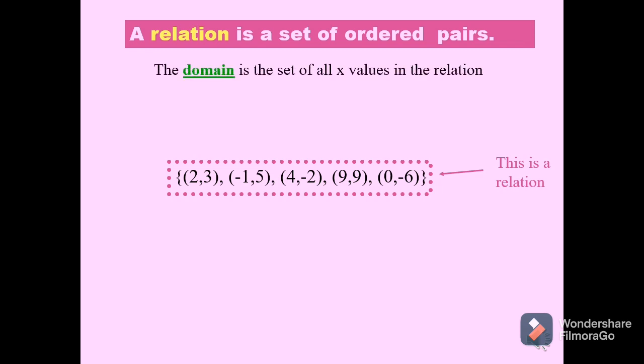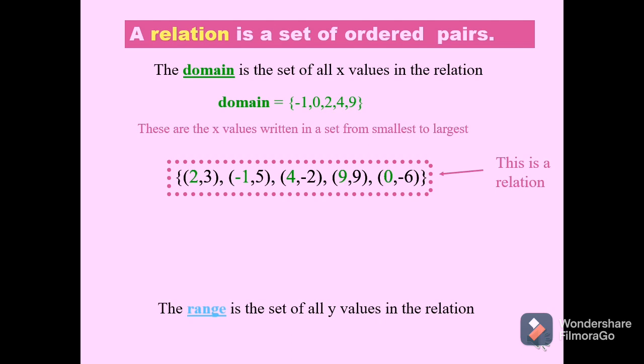The domain is the set of all x values in the relation. The domain is equal to the set of negative 1, 0, 2, 4, and 9. These are the x values written in a set from smallest to largest.